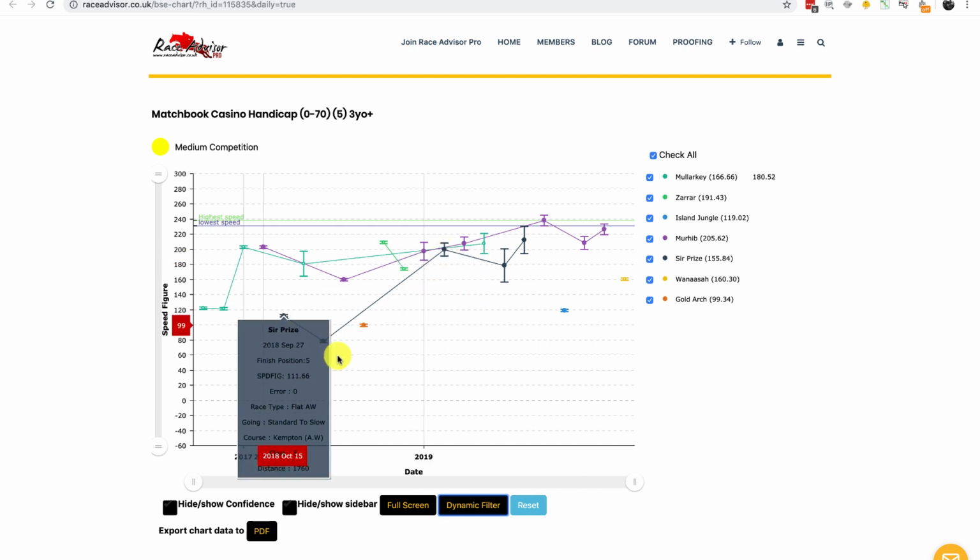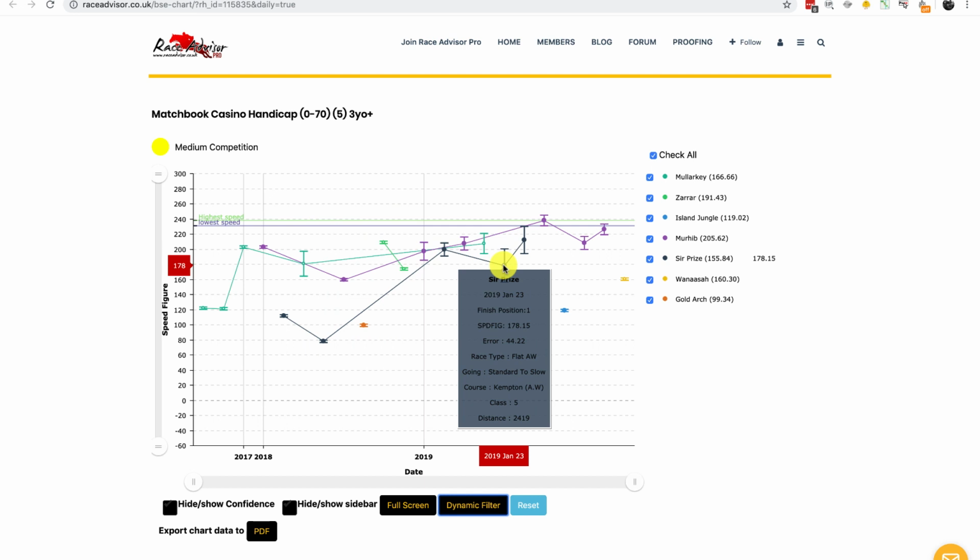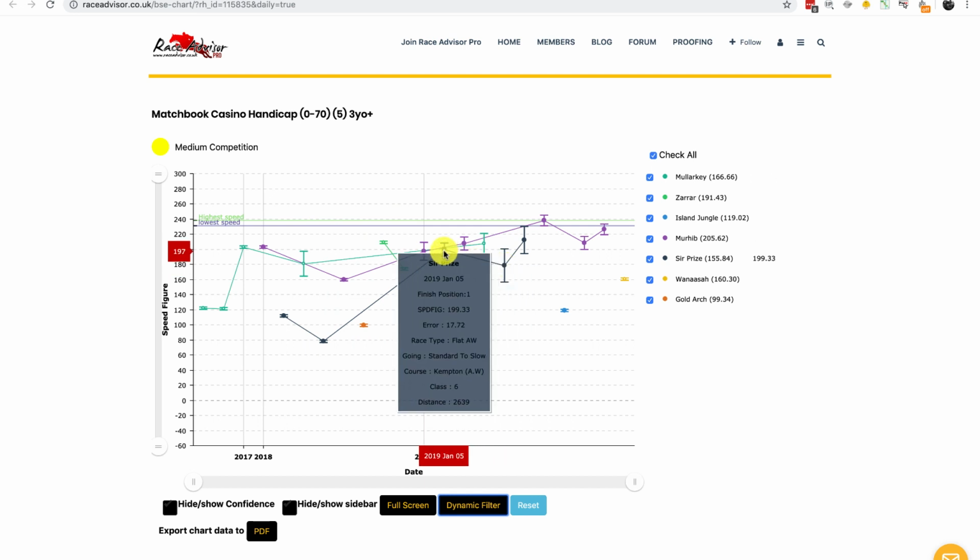overall. Now these two speed ratings have let him down a bit, and if we take a look at these, we can see that was Class 5, a distance of 1,760, and that was Class 5, a distance of 2,639. Moving over here, the horse has obviously improved.